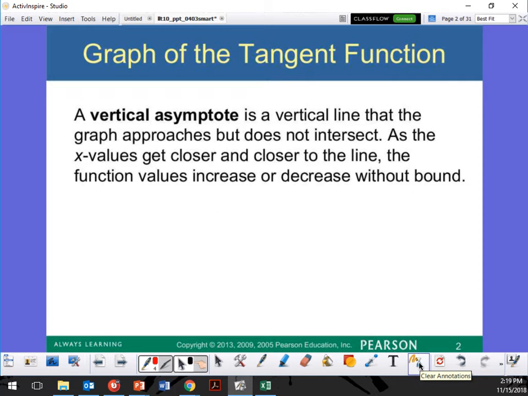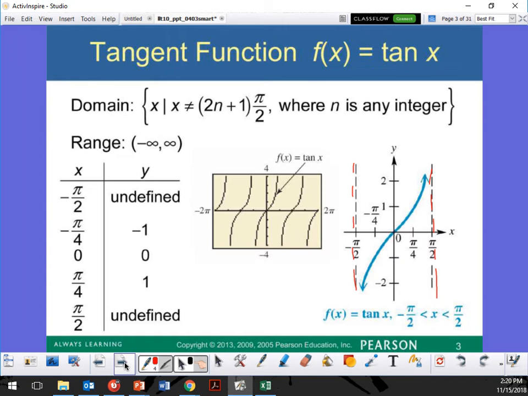vertical asymptote. Asymptote is the MC Hammer of math because you can't touch this. Okay, so it's going to approach it but never touch it. So on here we have asymptotes. A vertical asymptote means it's going up and down. So I'm going to have asymptotes right here and an asymptote right here.